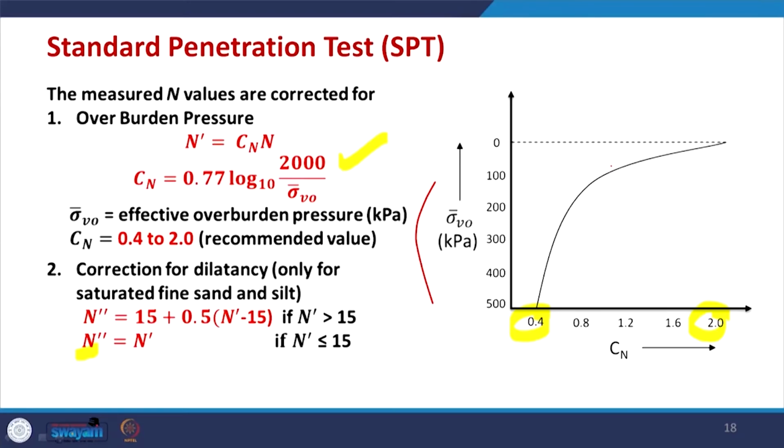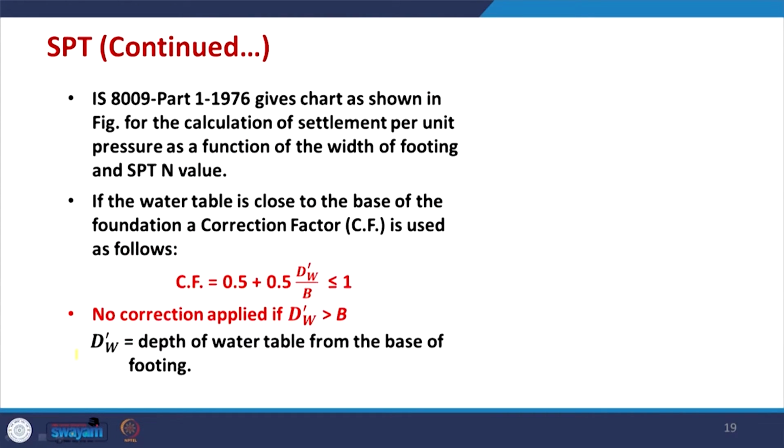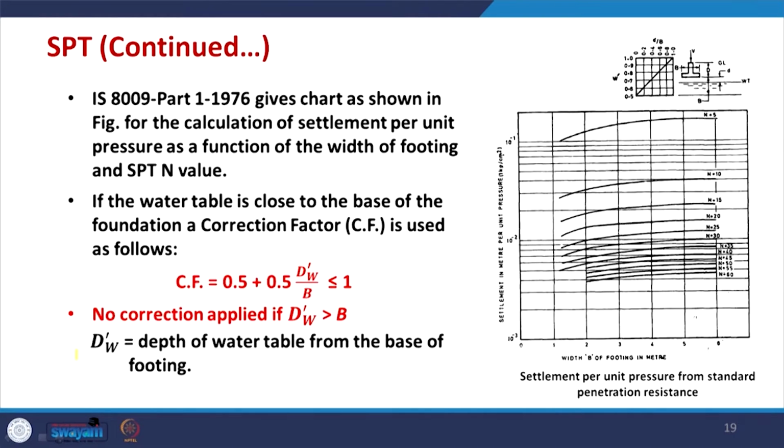Once you get the corrected values, that means the value of N double prime, then we can use the charts given by the code, and the code is IS 8009, Part 1, 1976. This chart gives you the value of settlement. Before we use it, let us look at this chart.